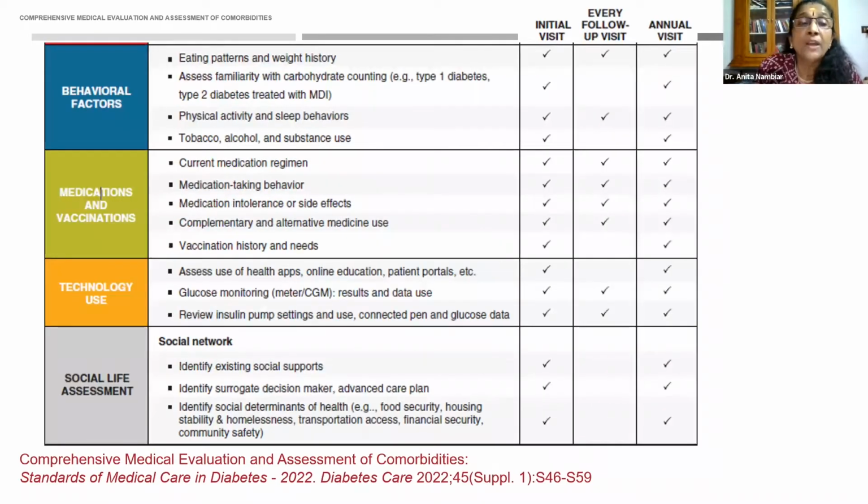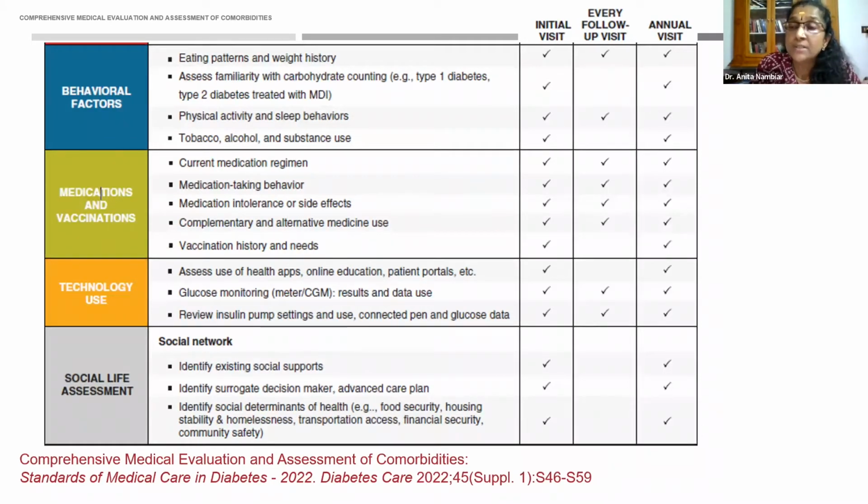Now coming to behavioral factors, and that includes eating patterns and weight history, how many times he eats, what is his caloric intake, all those can be assessed, and assess familiarity with carbohydrate counting, especially in type 1 diabetic patients and type 2 diabetic treated with MDI.